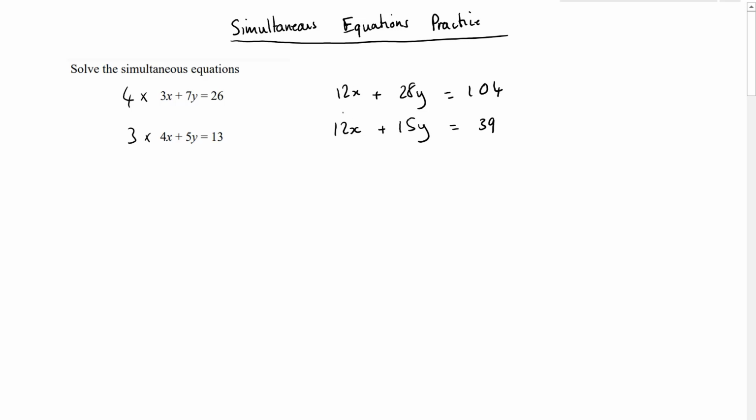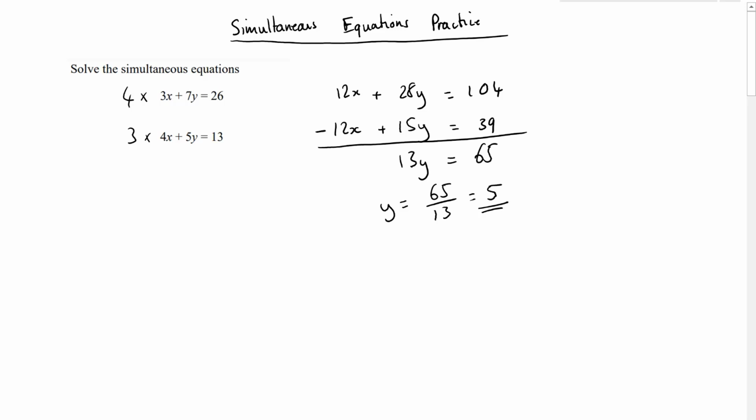Now that we've got 2 things that are the same, we can minus these 2 equations from each other, and that means that we can eliminate these x's and just solve for these y's. And if we do that, 12x minus 12x gives us nothing. 28y minus 15y, well, 28 minus 15 is going to give you 13, so that's going to be 13y, and then 104 minus 39 is going to give you 65. And so then if we want to solve for y, it's going to be 65 divided by 13, and 65 divided by 13 is just 5.